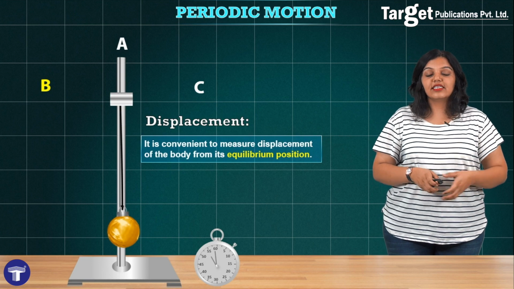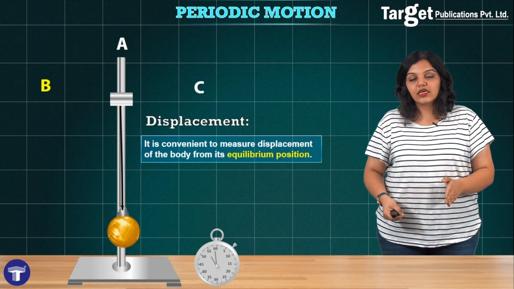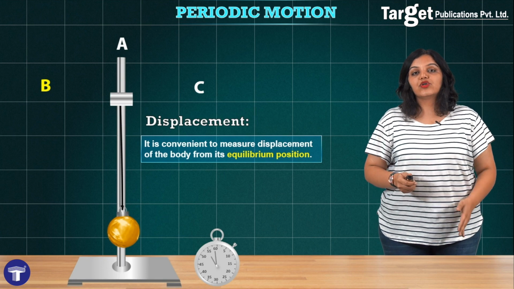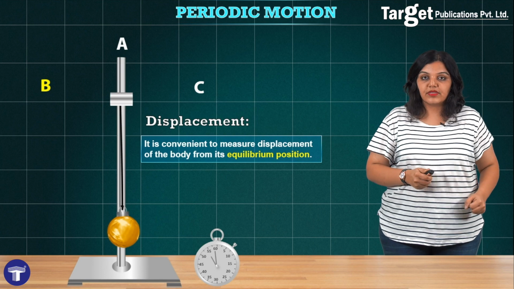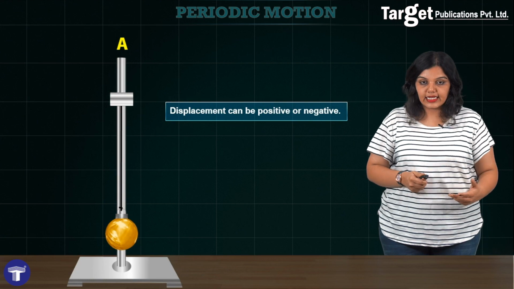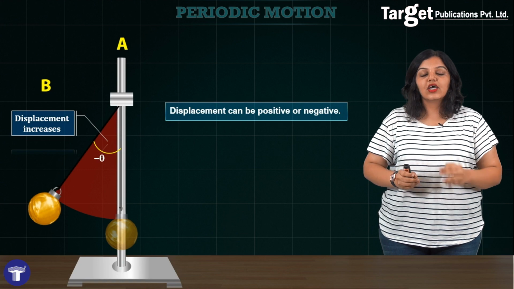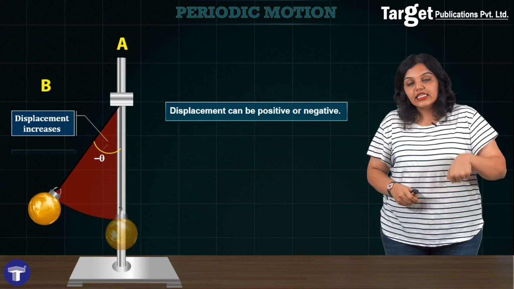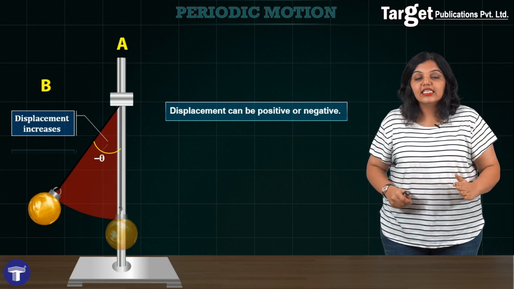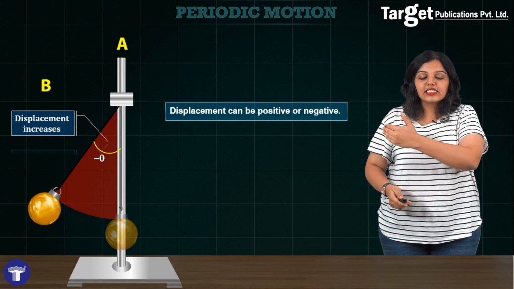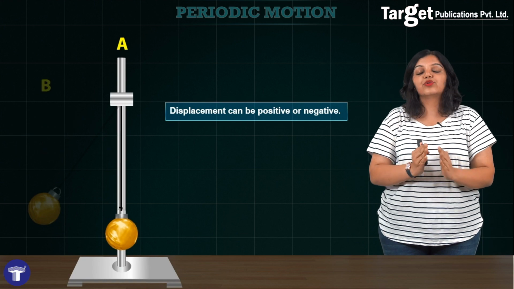First off, it is convenient to measure the displacement of the body from its equilibrium or rest position. In terms of the simple pendulum, the angle that it makes with the vertical is what we call the displacement. Displacement can be positive or negative. If this pendulum starts to swing in an anti-clockwise direction, as the angle increases, we say the displacement is increasing. It's moving anti-clockwise and hence the displacement is negative, but increasing in magnitude. When it starts coming back to its rest position, we say the displacement is decreasing because it is coming back to its original position.